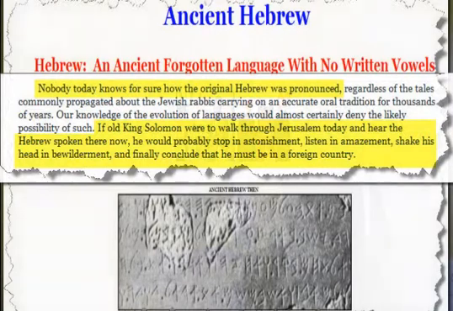Yeah. So go ahead. It says, nobody today knows for sure how the original Hebrew was pronounced, regardless of the tales commonly propagated about the Jewish rabbis carrying on an accurate oral tradition for thousands of years. It says, our knowledge of the evolution of languages would most certainly deny the likely possibility of such. If old King Solomon were to walk through Jerusalem today and hear the Hebrew spoken there now, he would probably stop in astonishment, listen in amazement, shake his head in bewilderment, and finally conclude that he must be in a foreign country. Why? Because, why does it say that? If King Solomon walked through Jerusalem today, and heard what they were speaking over there, he would shake his head in bewilderment, because that's not Hebrew. That's Yiddish. King Solomon spoke the ancient Hebrew. So the Hebrew that they call Hebrew today is not Hebrew, and King Solomon would have thought he was in a foreign land.